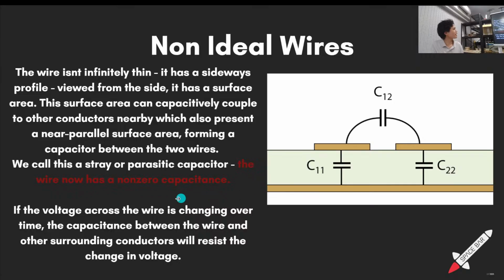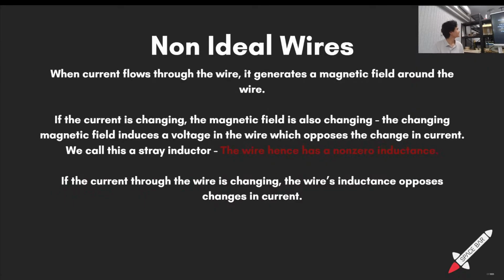Okay, so the wire has a non-zero capacitance. Is everyone happy with this? No, I'm disappointed. Okay, when current flows through the wire, it generates a magnetic field around the wire, right? We just discussed this. So as Dylan pointed out, literally any wire can be an inductor. So therefore, the wire has a non-zero inductance. And if the current through the wire is changing, the wire's inductance will oppose a change in current. Again, usually the capacitance and inductance of the wire is small enough that we ignore it.